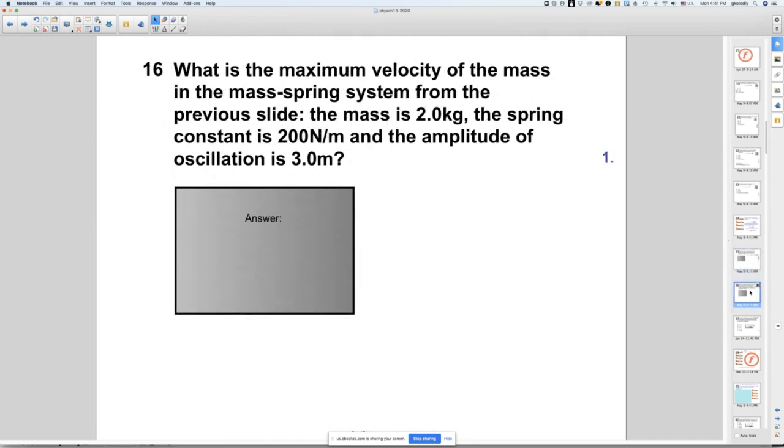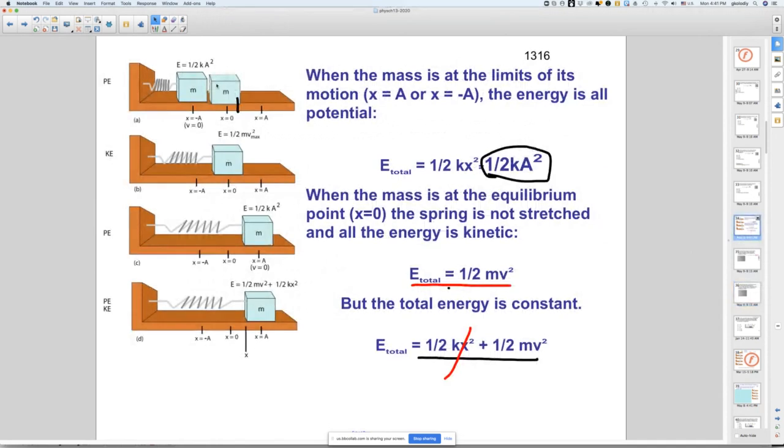And what is the maximum velocity of that same spring system? In other words, when it oscillates back and forth, this is the total energy we just calculated. How fast will it be going when it gets to x equals 0? Let's take a look at that.